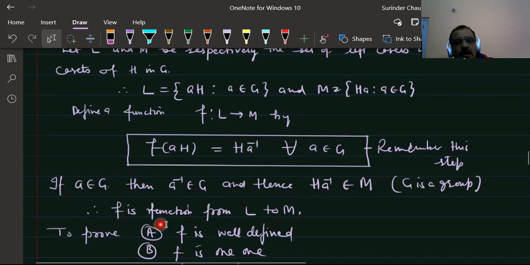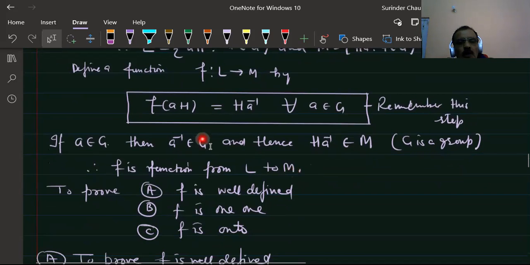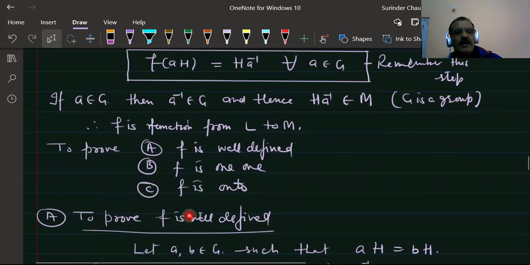Therefore, F is a mapping from L to M. We will define this mapping. Now our aim is to show that the result is proved. We have to show that F is well defined, F is one-one, and F is onto. So the first part is, let us show F is a well defined mapping.